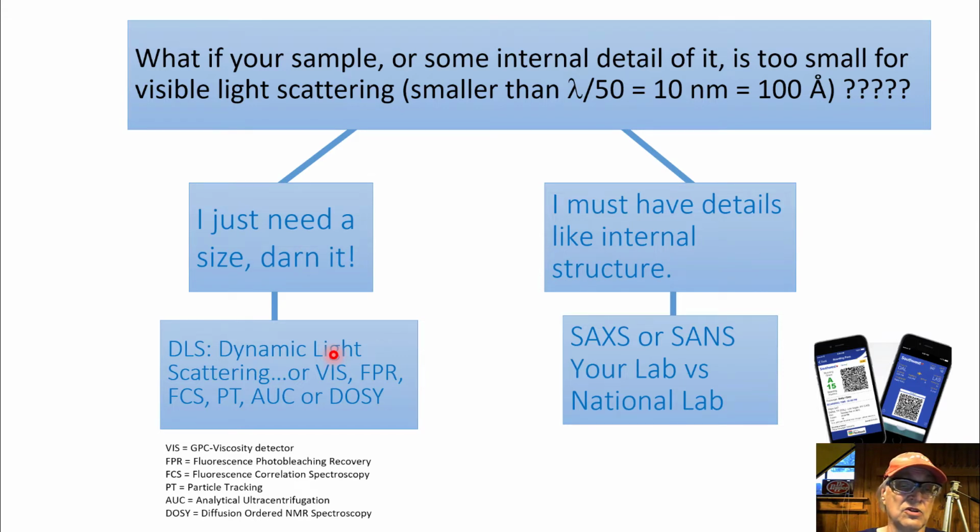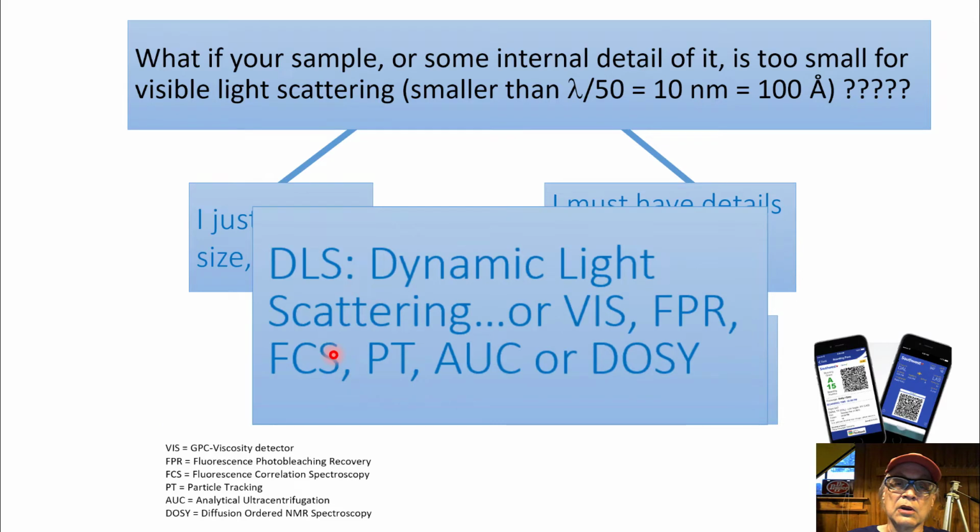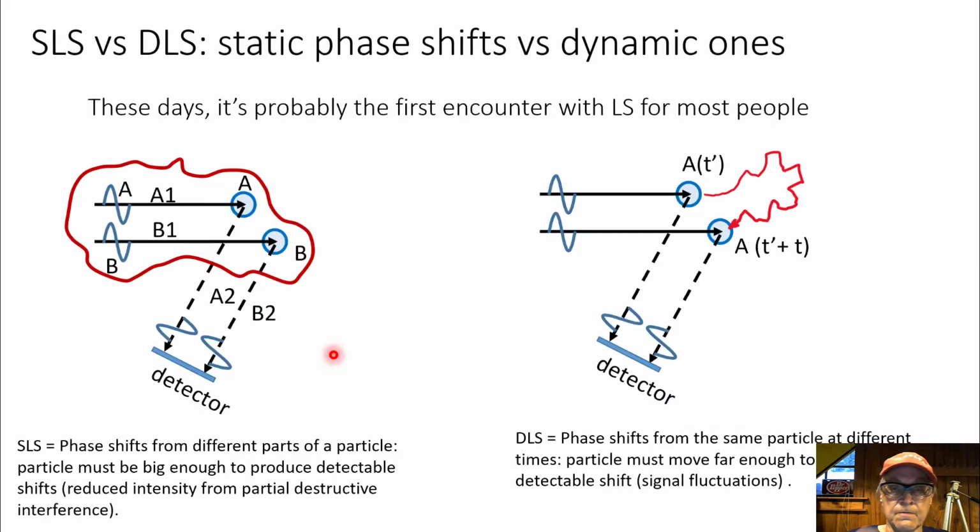And the premise of this method is basically that if it moves, we can tell how fast, and then we convert the speed of the object into a size. We're using a pretty reliable relationship, a very reliable relationship, in fact. So we're going to look mostly at dynamic light scattering.